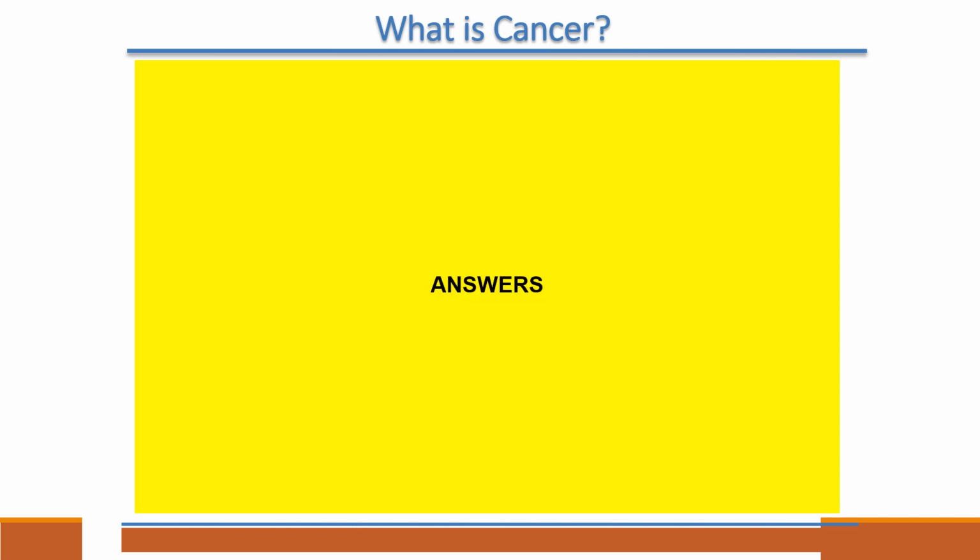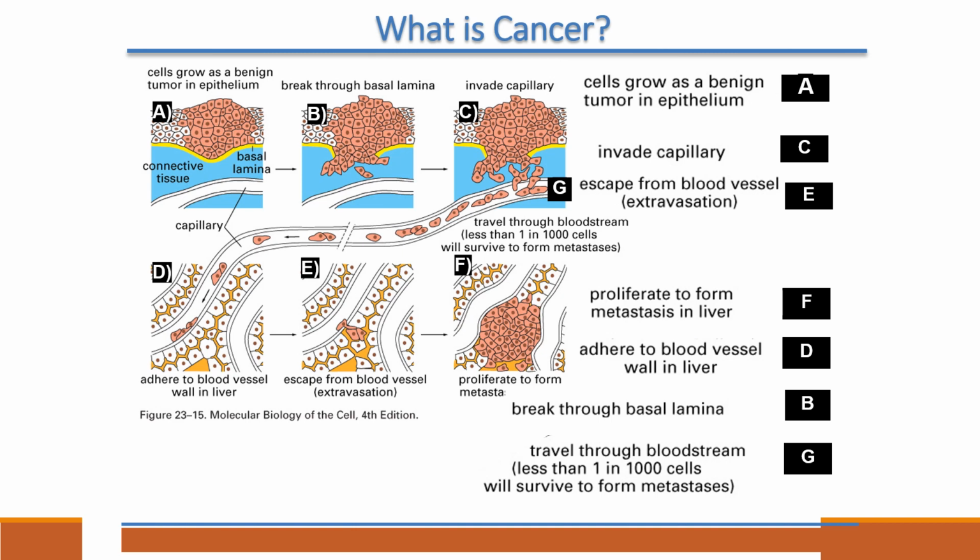Okay, so now let me show you the answer. And here you can find the answer. So the first one here will be A. The cell grows as a benign tumor in the epithelia. So here you can see it growing. It doesn't break the basal lamina. However, look what happened here. The new thing is that the basal lamina is broken. So this is why B is the second one.